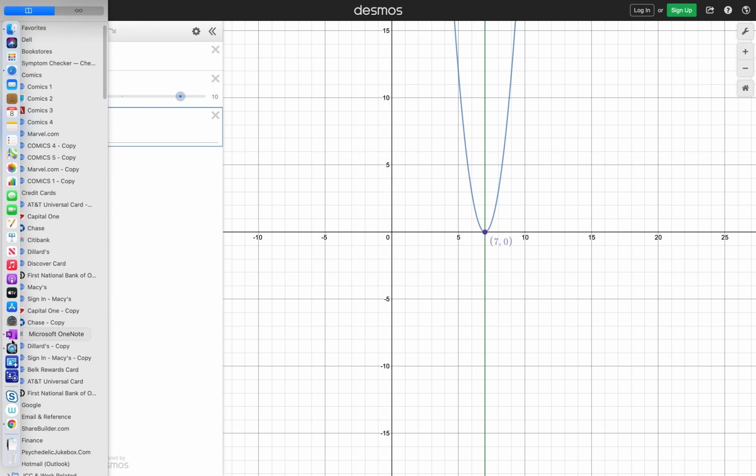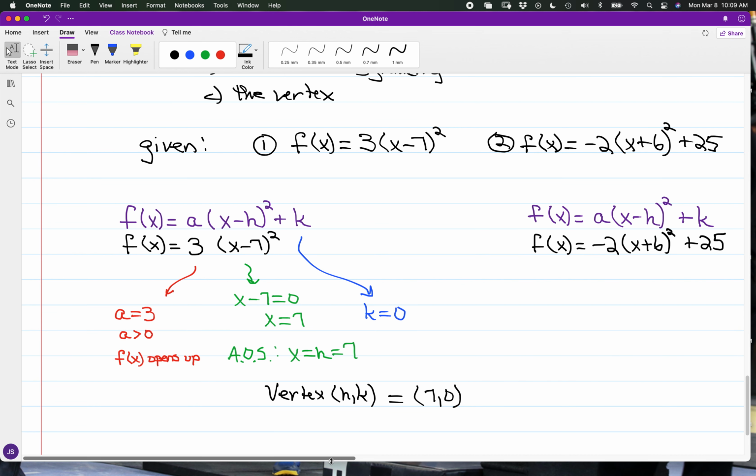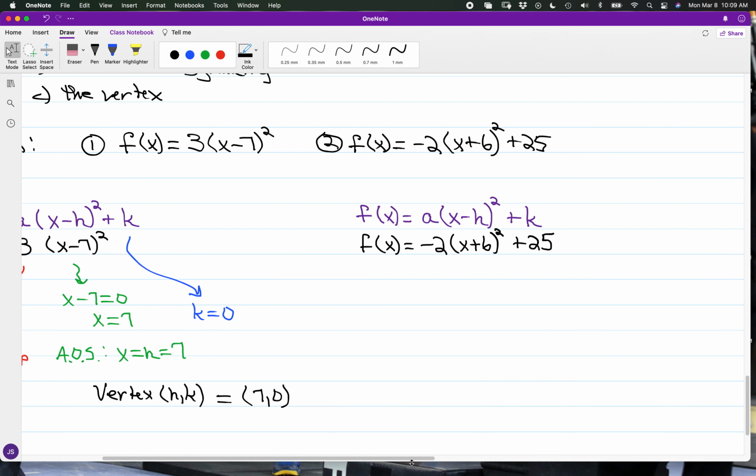For the second function, already provided in vertex form, you have a is equal to negative 2. So a is negative, and this signals that the graph of f of x is going to open downward.